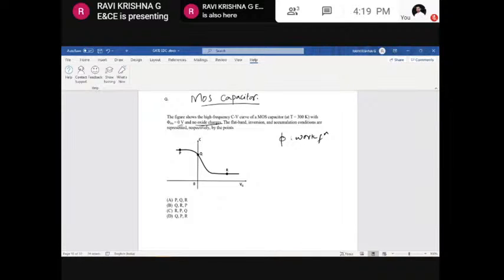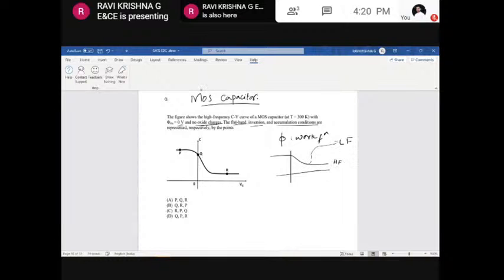And we need to identify here. So what we have to do here is we need to identify the flat band condition, inversion condition, and the accumulation condition from this particular high frequency CV curve. Basically, if I just draw the capacitance voltage curve here, for high frequency, you're going to get it like this. But for low frequency, you're going to get the characteristics like this. So this is for low frequency, and this is for high frequency.